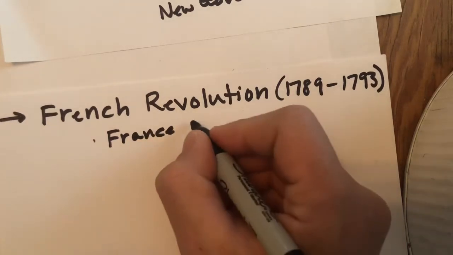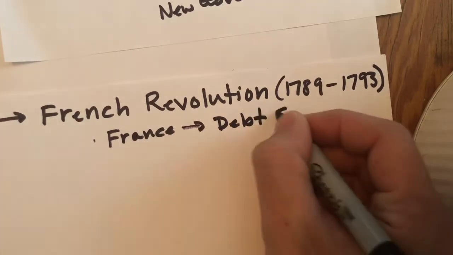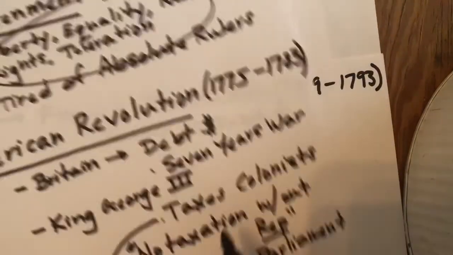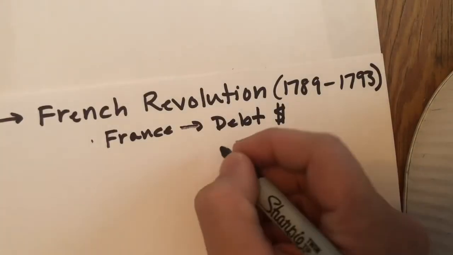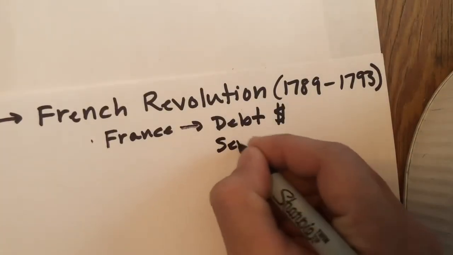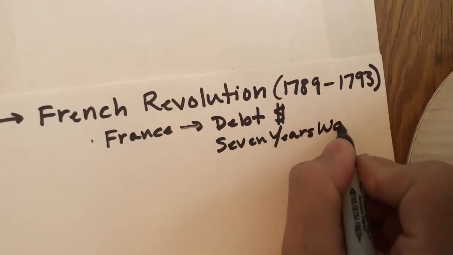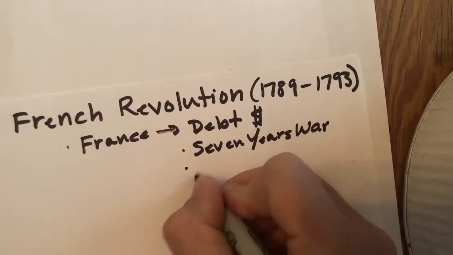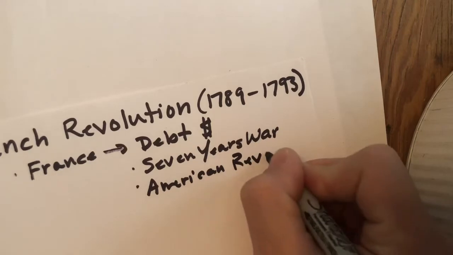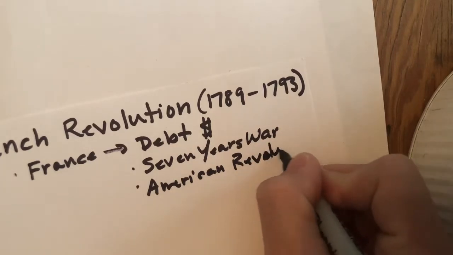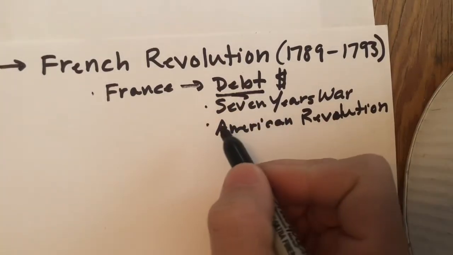Well, France is in debt, just like the British were in debt. War is a very expensive thing. And they're in debt not just from the 7 Years' War, but from helping the Patriots in the American Revolution. They borrow a lot of money from foreign banks. The British do this as well, and they're in major debt.